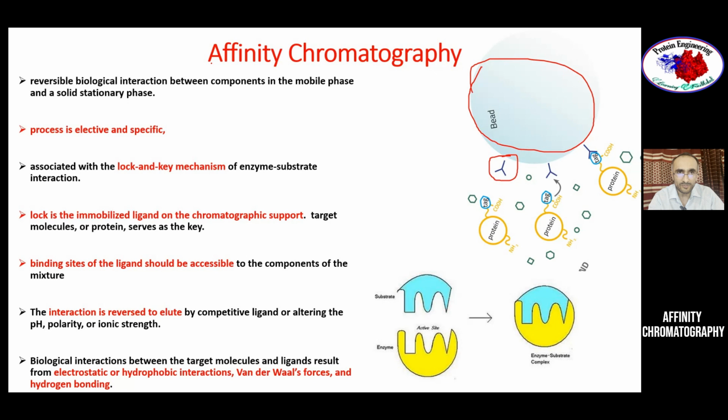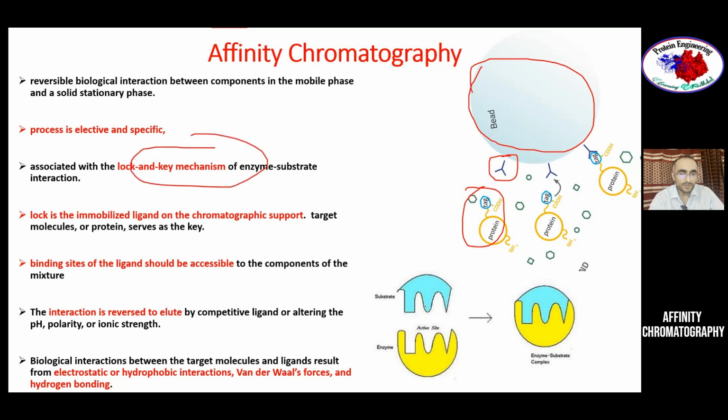For example, if you want to purify a protein, an enzyme, and you have an inhibitor available for that enzyme, that inhibitor can be immobilized on the stationary phase and used to separate that enzyme in affinity chromatography. This interaction between the ligand and the particular enzyme is highly selective and highly specific, and that's why affinity chromatography generally makes a single step purification of biomolecules possible. It uses a lock and key mechanism.